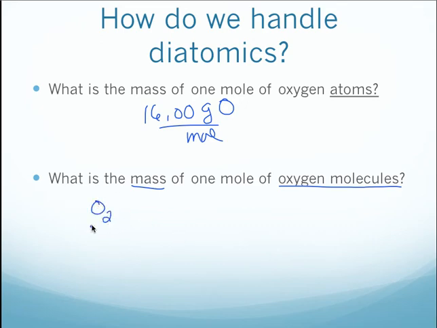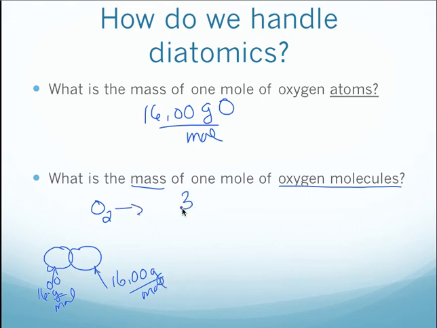So if I have 1 mole of these bonded together, if one of these is 16 grams per mole, and I do mean to write 16.00, it means the second atom, if I have a mole of them, would have a mass of 16 grams per mole as well. So overall, this is 32.00 grams of O2 in 1 mole of O2.